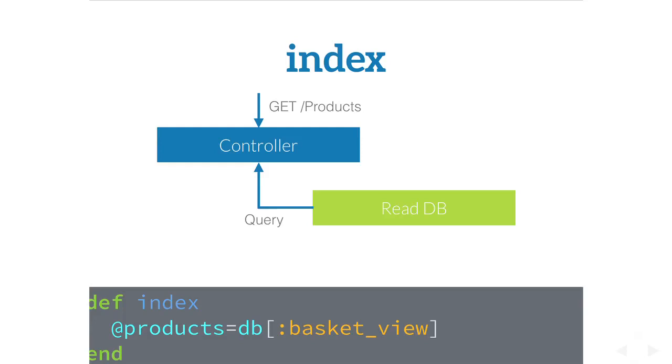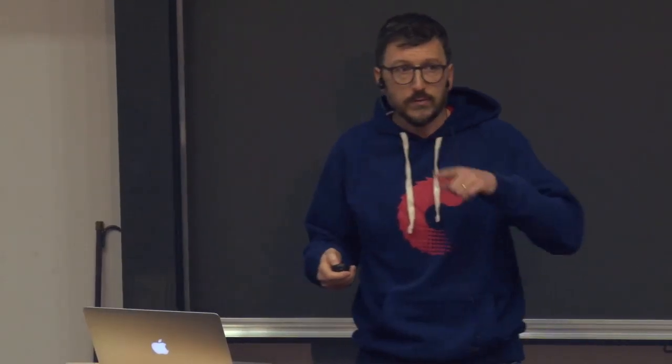So still, using SQL, this is a get in the controller. The product is DB of basket view. So we are just reading the data from the basket view without any joins and so on. And so we have completed our tour, okay.